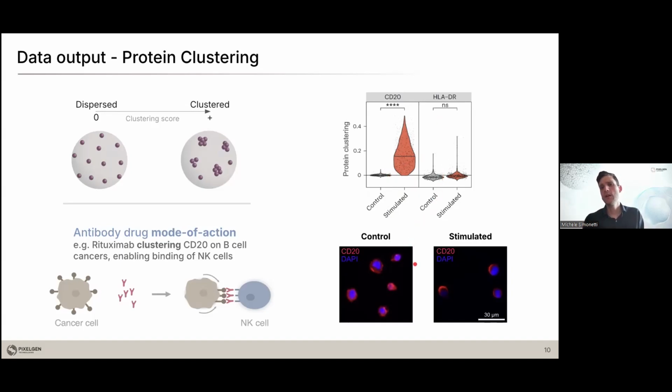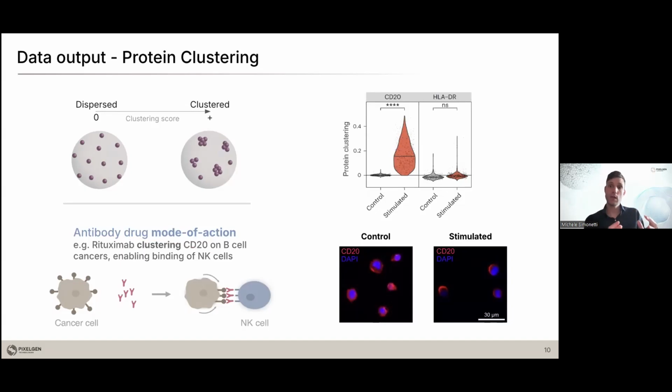And what you see here is the confirmation. We used fluorescence microscopy here. To the left, you see the control with CD20 dispersed on the cell surface. And in this case, on the stimulated cells, CD20 is clustered on the cell surface.